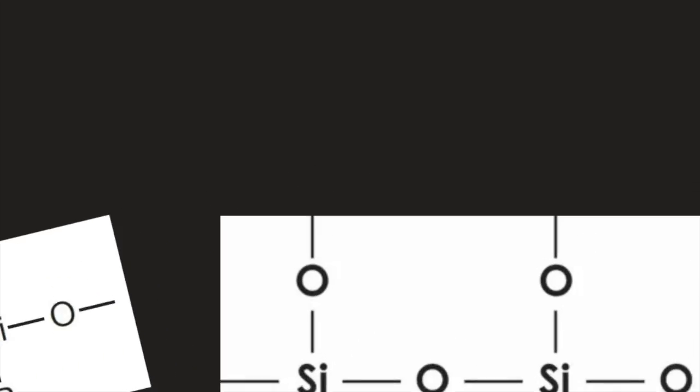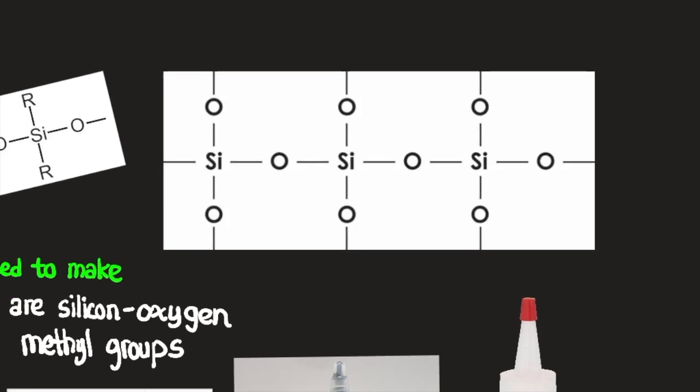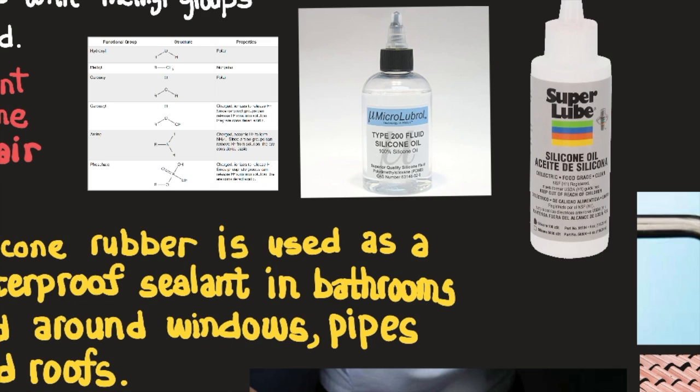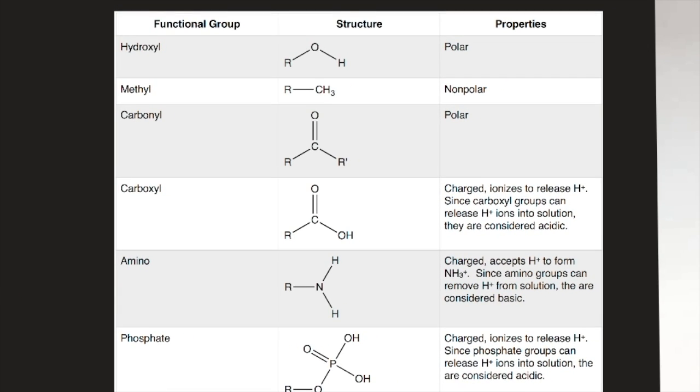And here are the silicon oxide bonds that are made. They're bonded together. Silicon oil images are presented here. Here we have functional groups. We have hydroxyls, methyl groups, carbonyl, carboxyl, amino, and phosphate. Hydroxyls, quick review, they have an R group, an oxygen, and a hydrogen.